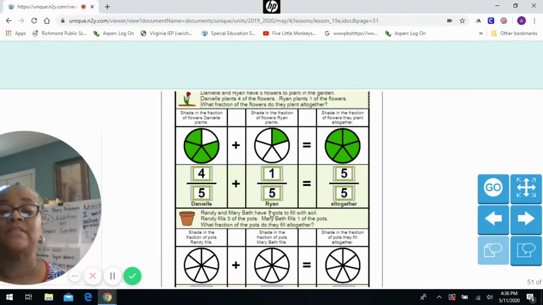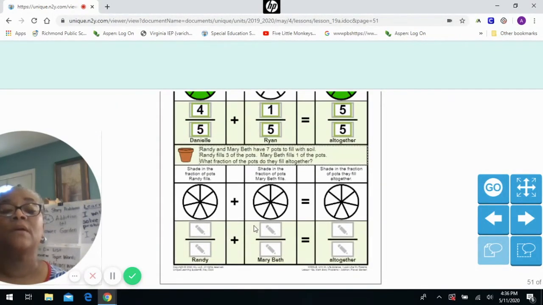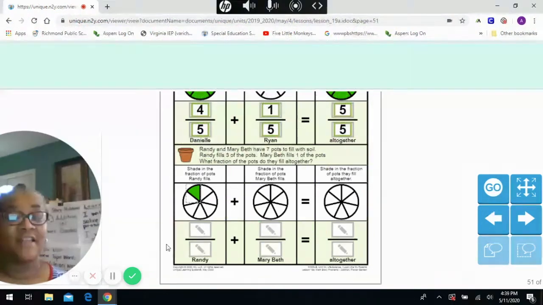Ryan and Mary Beth had 7 pots to fill with soil. Ryan fills 3 of the pots. Mary Beth fills 1 of the pots. What fraction of the pots do they fill altogether? Okay, let's see. Now, it says shade in the fraction of pots Ryan fills. So he fills how many? 3.